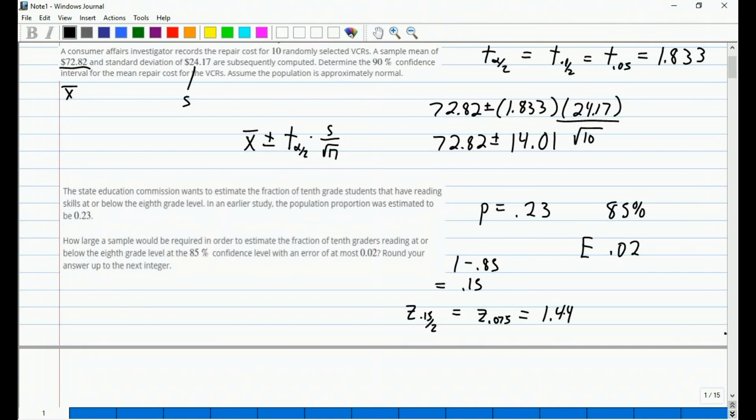All right, so my formula was n is approximately the critical value squared times p, and p was 0.23, times 1 minus p. So that is, if you say 1 minus 0.23, that's 0.77. And then divide by the error squared, and the error was 0.02. And I'm just going to do all that in the calculator real quick.